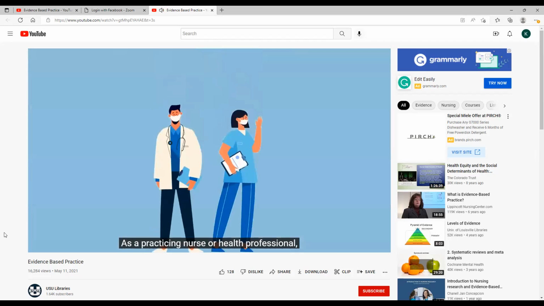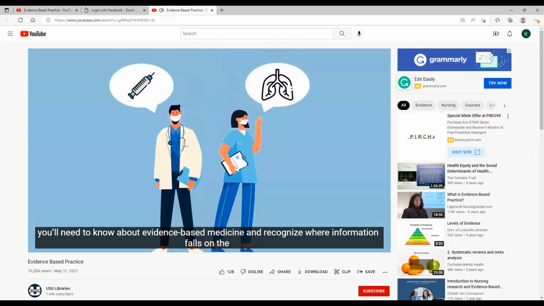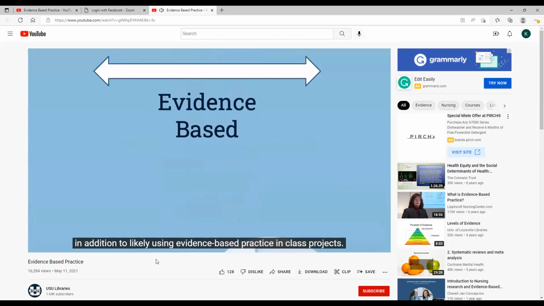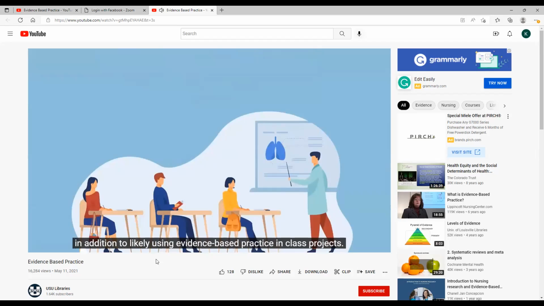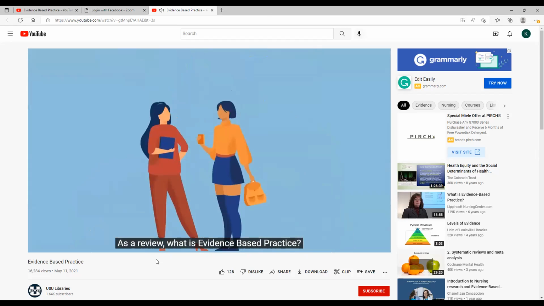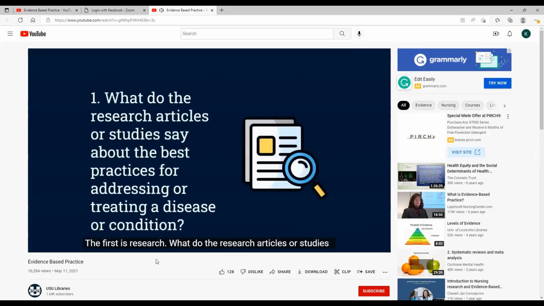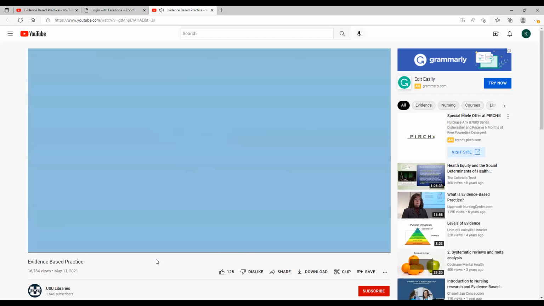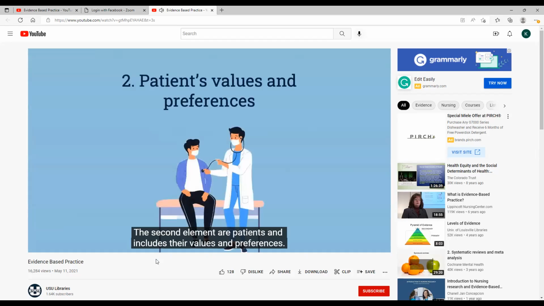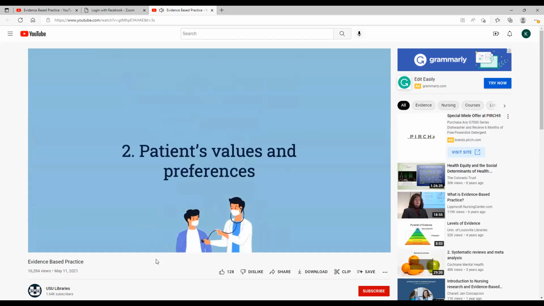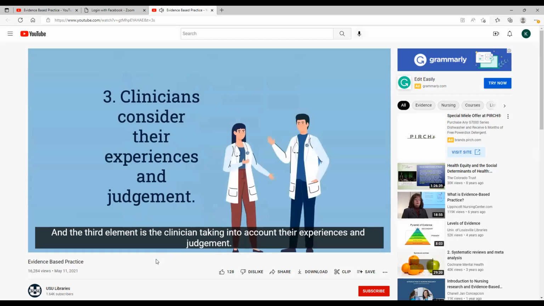As a practicing nurse or health professional, you'll need to know about evidence-based medicine and recognize where information falls on the spectrum of evidence-based, in addition to likely using evidence-based practice in class projects. As a review, what is evidence-based practice? There are three main elements. The first is research. What do the research articles or studies say about best practices for addressing or treating a disease or condition? The second element are patients and includes their values and preferences. And the third element is the clinician taking into account their experiences and judgment.